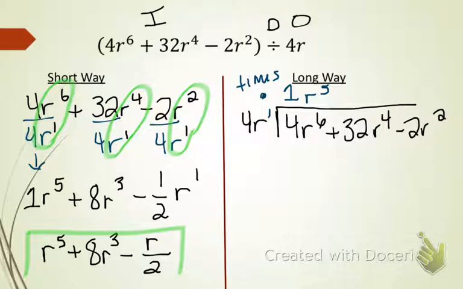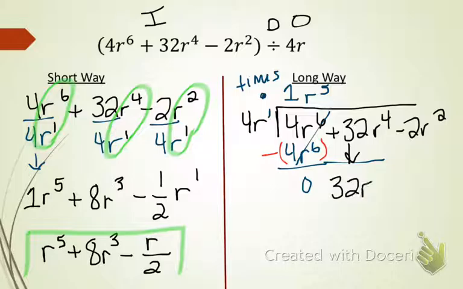4 times 1 is 4. 1 times 4 is 4. r to the power of 5 times r to the power of 1, properties of exponents. You add the powers, and that gives us r to the power of 6. So, r to the power of 6. Next, we subtract the two terms. So here we get 0, and we break down the next term.